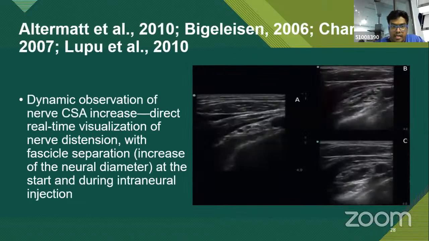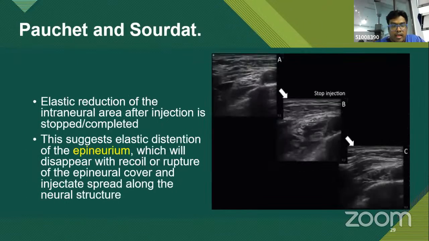The other thing is the dynamic observation of the nerve's cross-sectional area, which increases, which you can see by direct visualization when you give the local anesthetic with fascicular separation. By virtue of it, you will have the diameter of the nerve increased. You can see this is the architecture of the nerve, and then this is an intraneural injection. The surface area is increased, the diameter is increased, and there is real-time distension. I'm sorry I could not show you a video. Obviously, we are not going to intentionally give an intraneural injection.